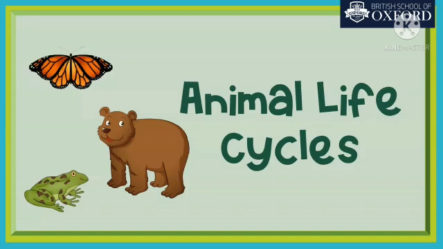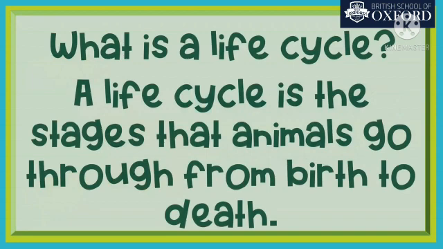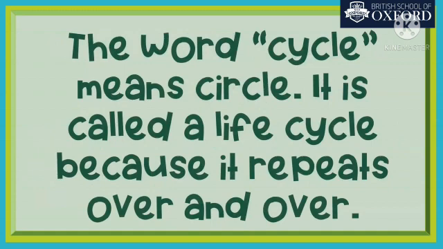Animal life cycles. What is a life cycle? A life cycle is the stages that animals go through from birth to death. The word cycle means circle. It is called a life cycle because it repeats over and over.